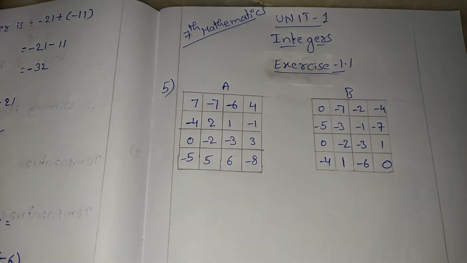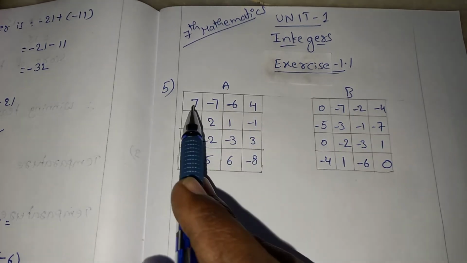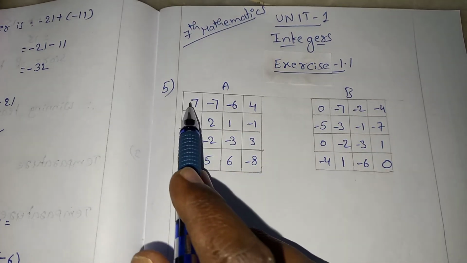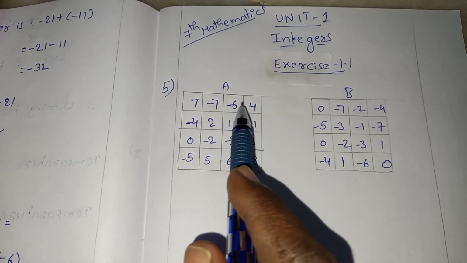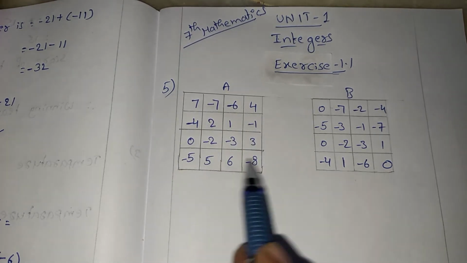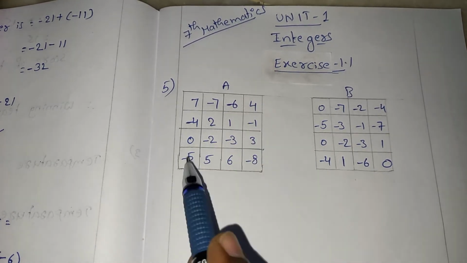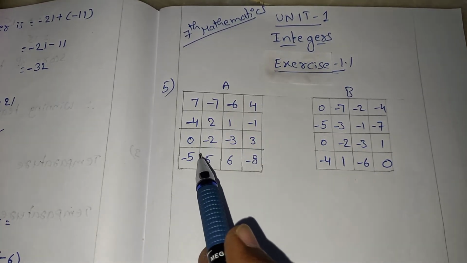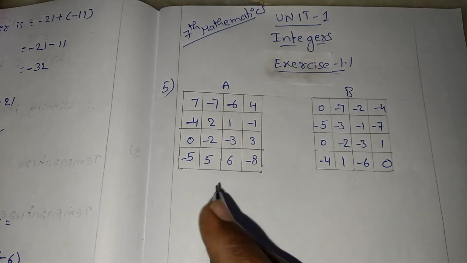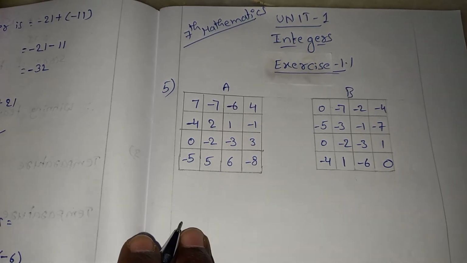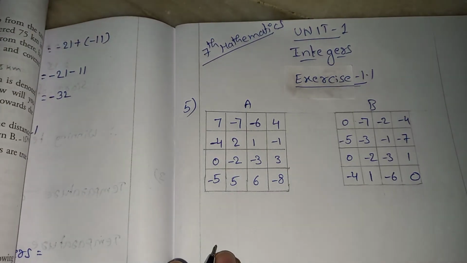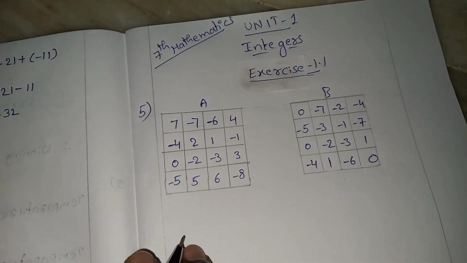How do we understand whether a square is magical or not? Let us take one square. If the sum of all the rows and all the columns and both the diagonals are the same, then we can call that square a magical square. Let us check whether square box A is magical or not.